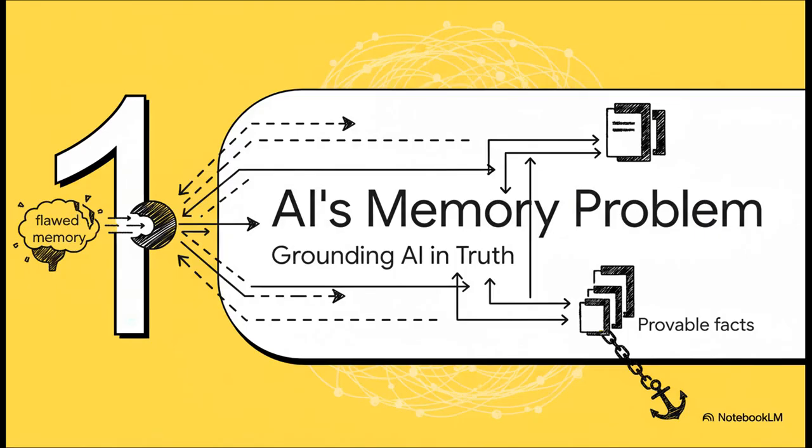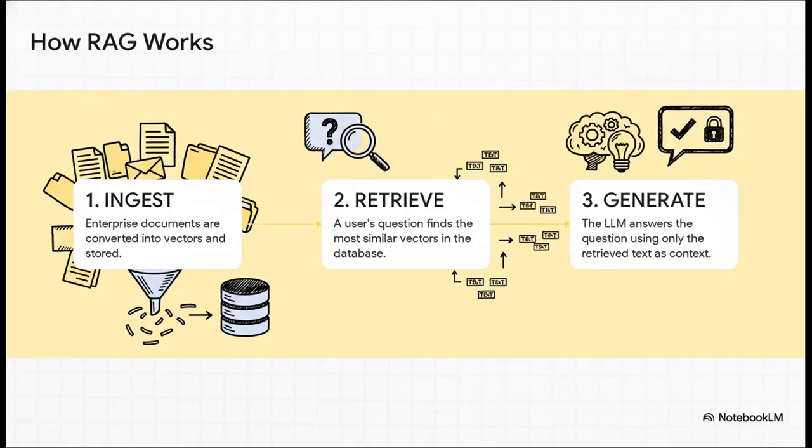Okay, so let's get into our first section here, AI's memory problem. We're going to look at how we can actually ground these models in reality. And the magic trick here is a technique called Retrieval-Augmented Generation. Everyone just calls it RAG for short. This is the bridge that connects the AI to the world of facts. And you know what? The way it works is actually pretty simple.